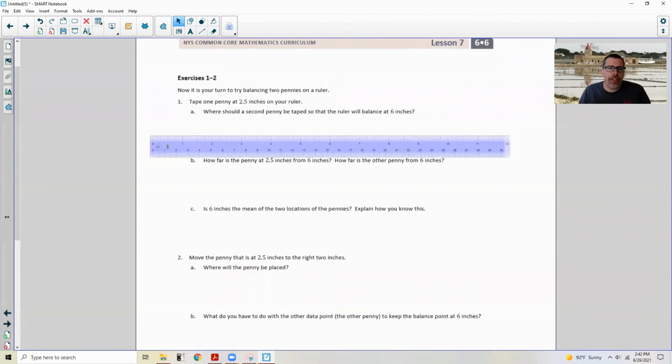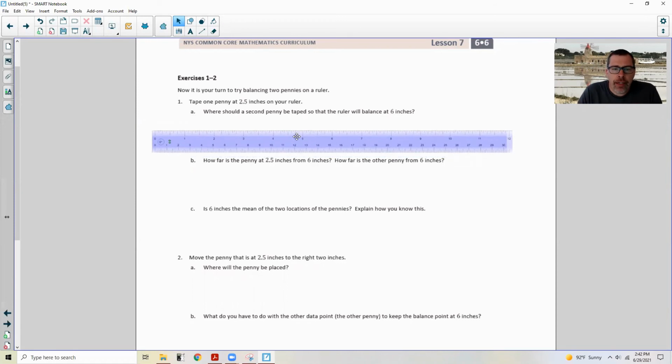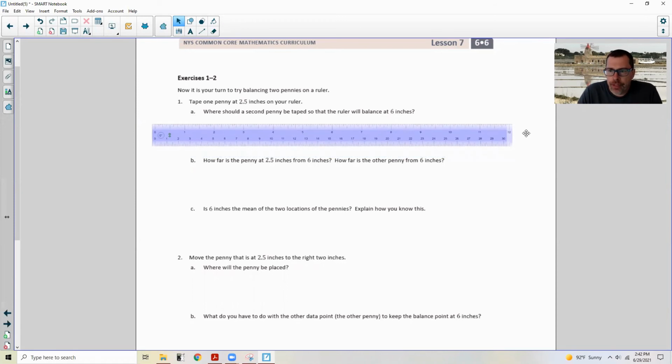Okay, page 2 brings us to exercise 1 and 2. And it says, now it's your turn to try balancing 2 pennies on a ruler. Take 1 penny at 2.5 inches on your ruler. So what I've done is I brought in a ruler that is 12 inches long. And I am going to simulate a coin. So I will draw a circle that would be about the size of a coin. And let's see. Okay, so here's 2 coins I made. They're copper, they move around.